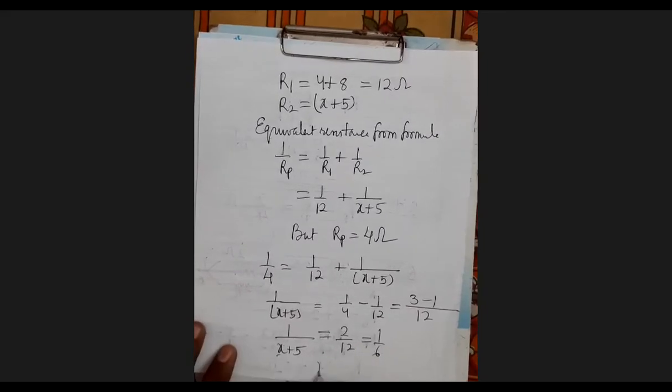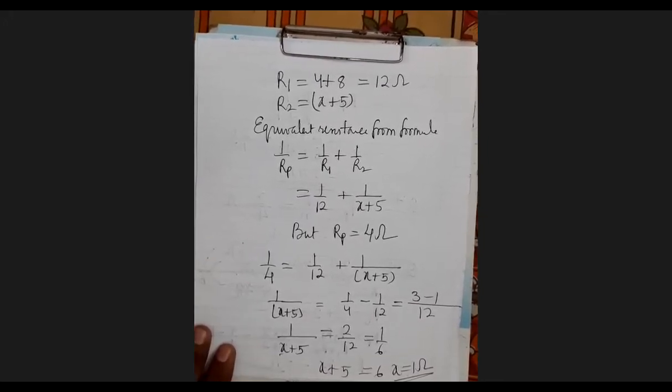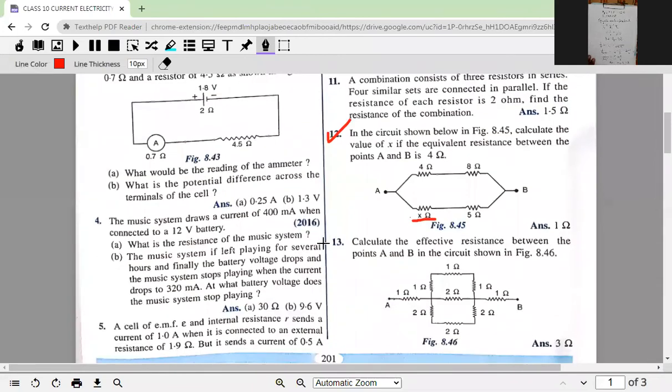So when you compare, X plus 5 equals 6. So X equals 1 ohm. X equals 1. So this way you can do this. Now you see one more question, question number 13.